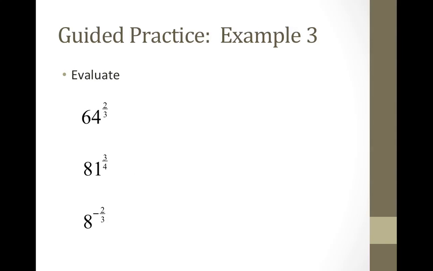All right, so in the first case, we want to take the cube root of the 64 and then square it. The cube root of 64 is 4, squared would give you 16. In 81, we're taking the 4th root first, which will be 3, and then 3 cubed gives us 27. And then in the third example, we have 8 to the negative 2/3 power, which means we're going to have to go 1 over 8 to the 2/3 power. The cube root of 8 is 2, and then we square that to get the 4, and that 4 is in the denominator. So 1/4 is our final answer.